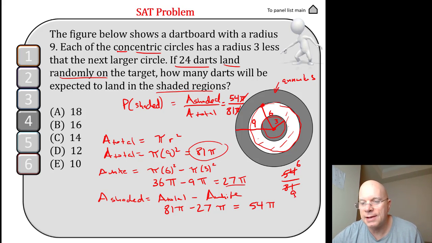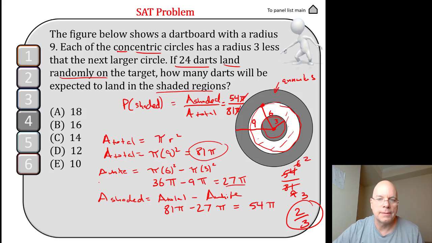81 is 9 nines. See, I had a feeling there was a greater common factor than 9. The 18 was greater. Okay, divide that by 3, I get 2. Divide 9 by 3, I get 3. And this whole probability simplifies to 2/3.